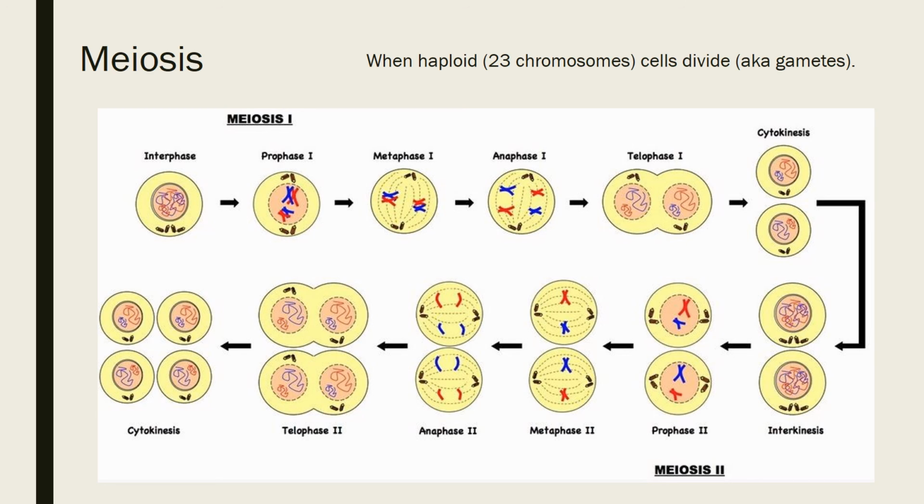Then we have anaphase 2, where the chromatids separate, and each is now called a chromosome. During telophase 2, new nuclei form around the chromosomes, and then the cells divide to form 4 new cells with a haploid number of chromosomes, which means they have 23 chromosomes in them.